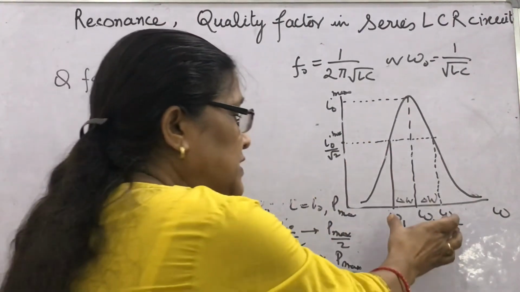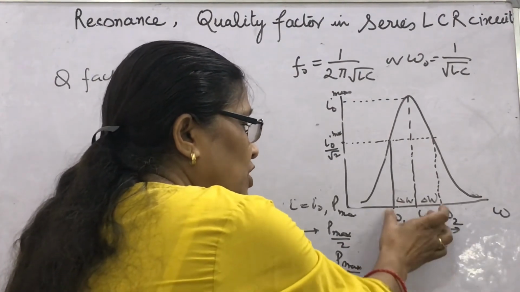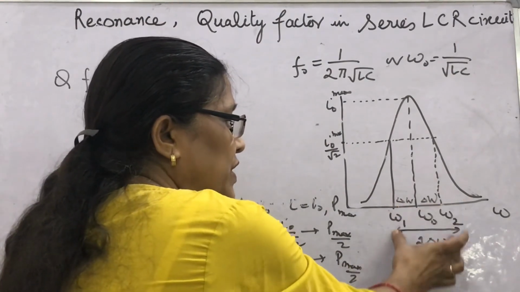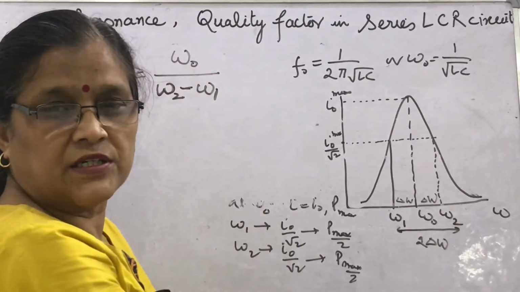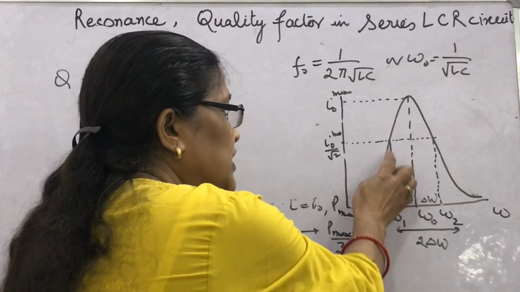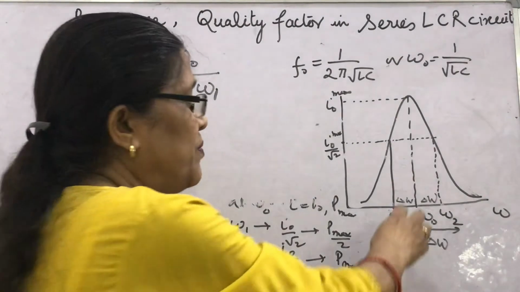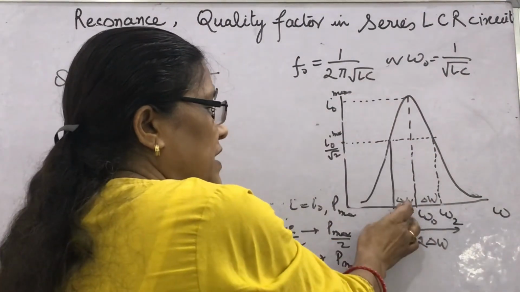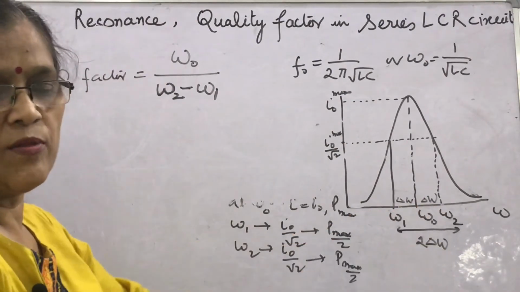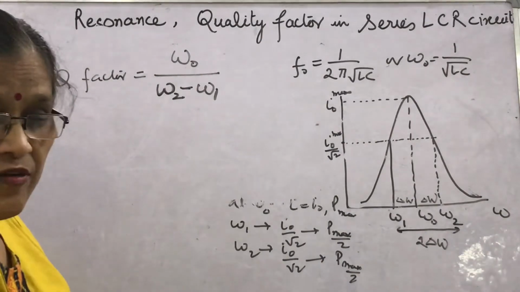That's why the frequency is allotted around omega naught, and in this range no other station is allotted this particular frequency. That's why this is called the frequency band of the particular station. So in this frequency band we find the current ranging from I naught by root 2 to the maximum current, and the power you can find here is maximum power and here half of the maximum power. So this is called frequency band. Now how is this quality factor derived?